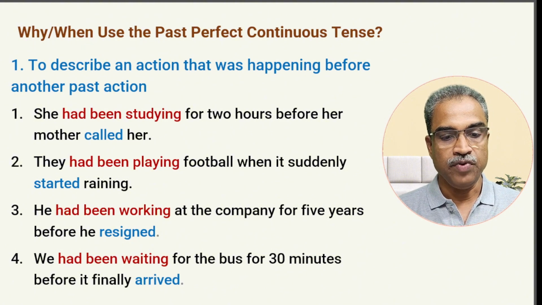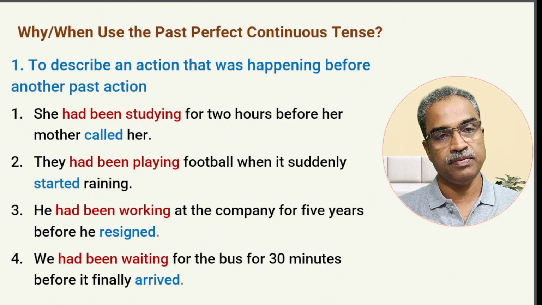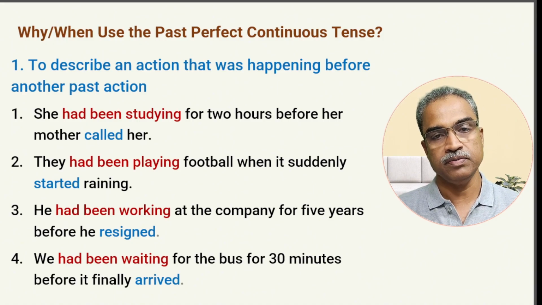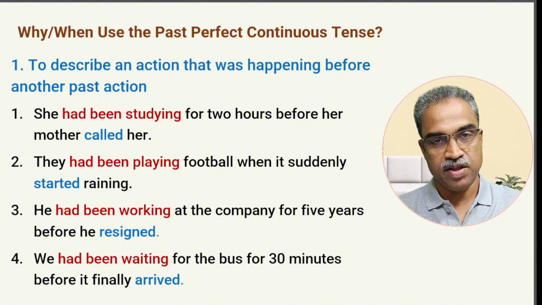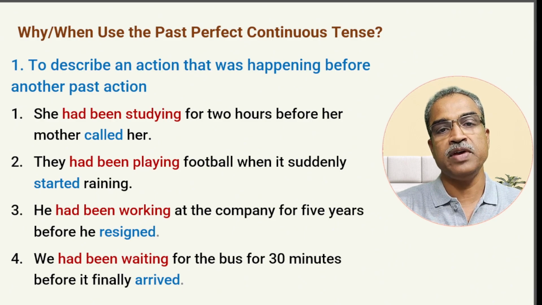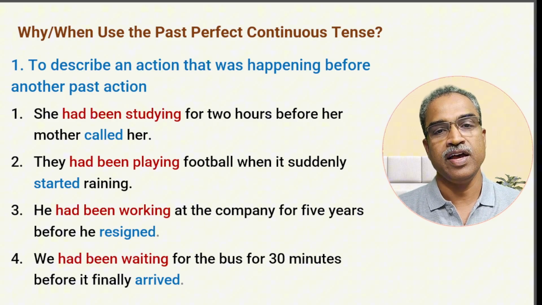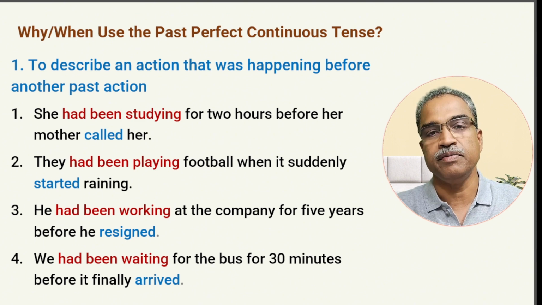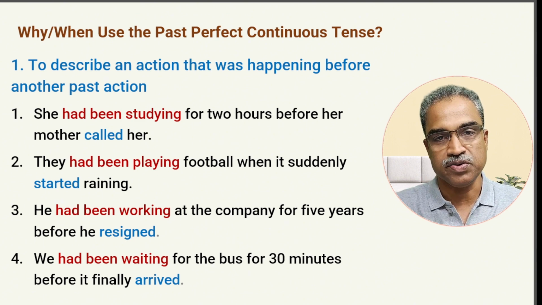Last one. We had been waiting for the bus for 30 minutes before it finally arrived. The bus arrived in the past, maybe yesterday, or 1 week ago, or 1 month ago. But before the bus arrived, we were doing something. We had been waiting for the bus. The action of waiting went on for quite a while, and it came to a stop when the bus came. Then no need to wait again. So this is how one uses it.